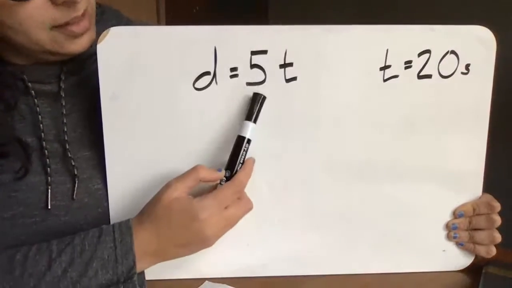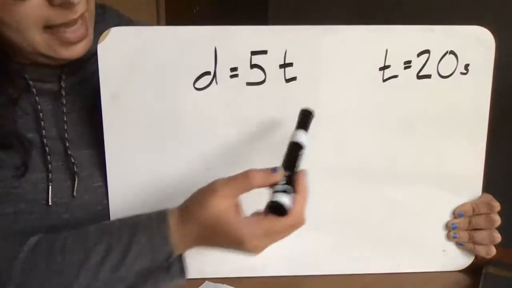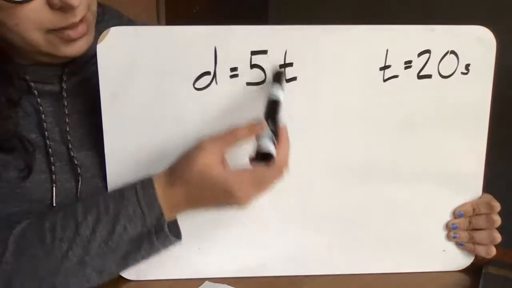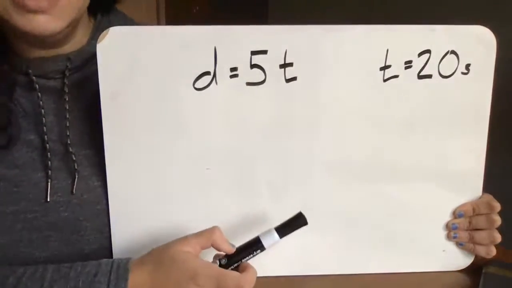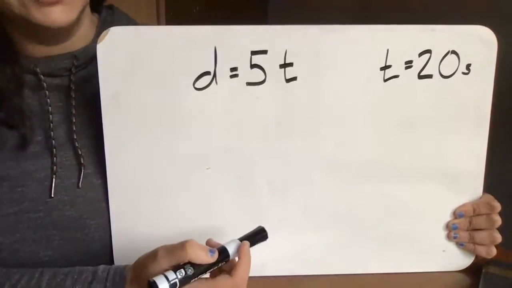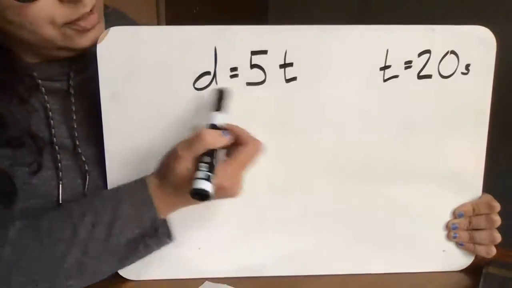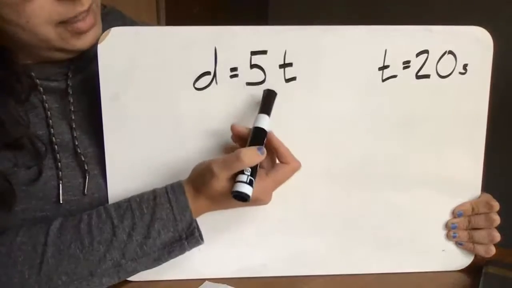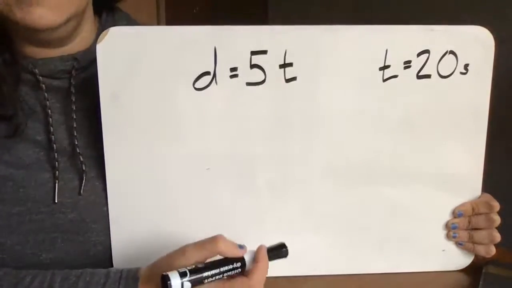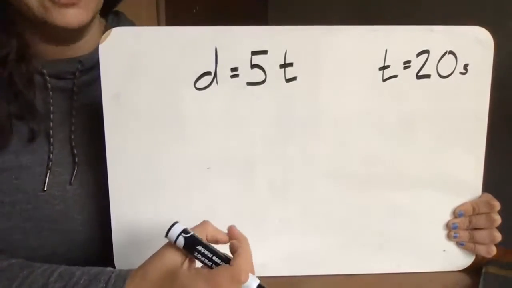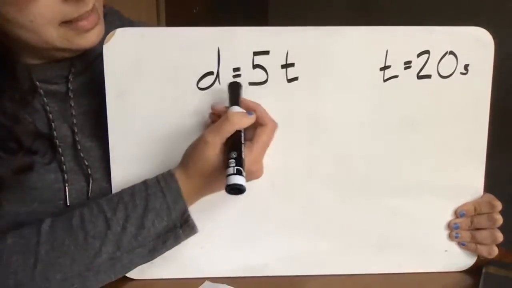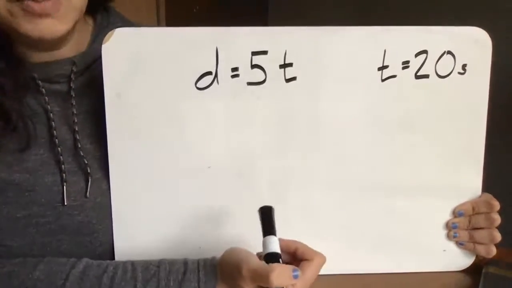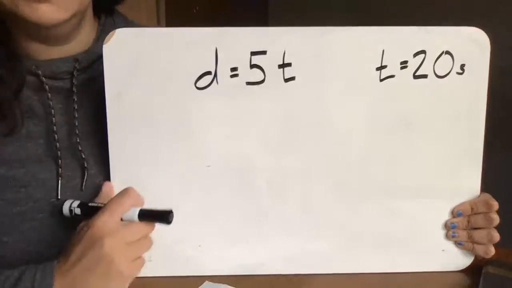Now, I know that it's a constant velocity because anytime we have d equals some number multiplied by t, we know that it's a straight line graph, and straight line distance versus time graphs always have a constant velocity, and that a value will equal that velocity. So distance is equal to 5 meters per second multiplied by the time.